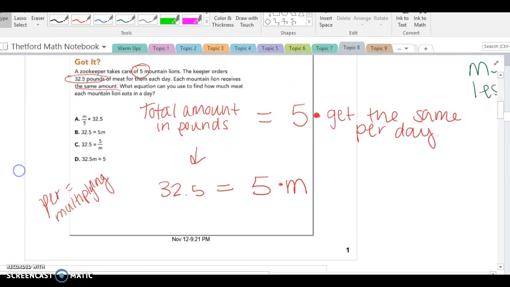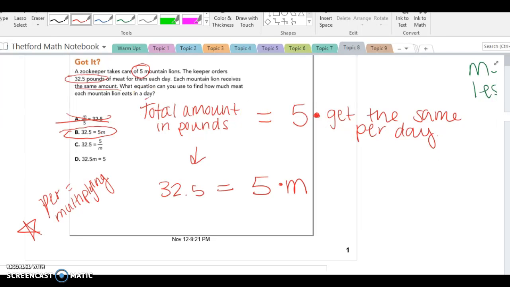So over here, it's not the first one because that's division and we need multiplication. So nope. This one is 32.5 equals 5m. It's okay that they don't have the dot in between the 5 and the m. Mathematicians are really lazy, and so they typically don't write multiplication signs. They just put the letter right next to the number, and it means the same thing.